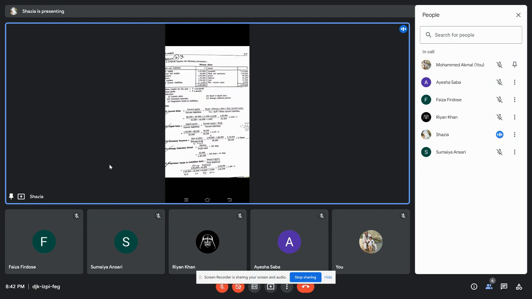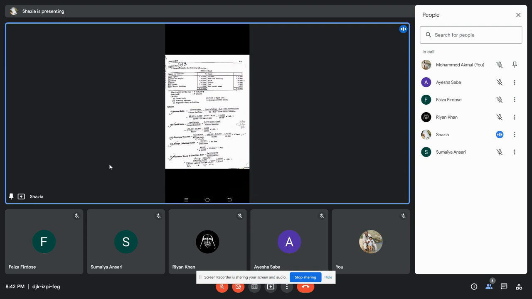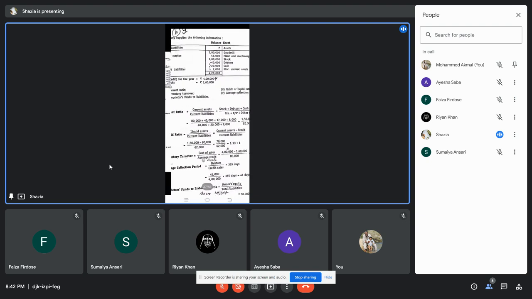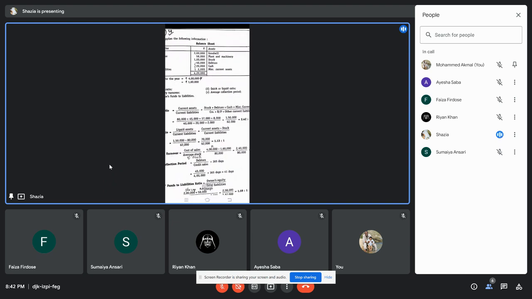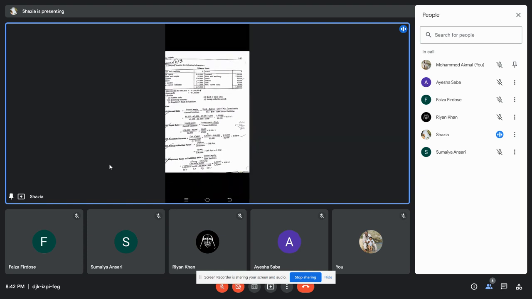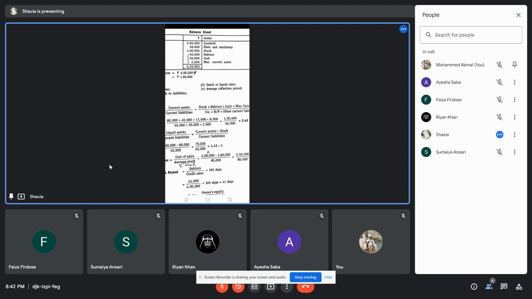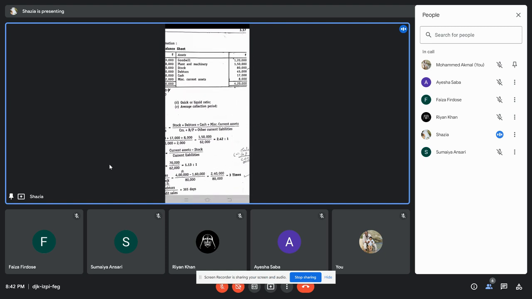Now what is the next one? The second one is quick or liquid ratio. For this, the formula is liquid assets divided by current liabilities. Liquid assets means anything which can be converted into quick form. So we have current assets minus stock. Actually, we could have taken current assets minus stock, that is debtors, cash, miscellaneous current assets.